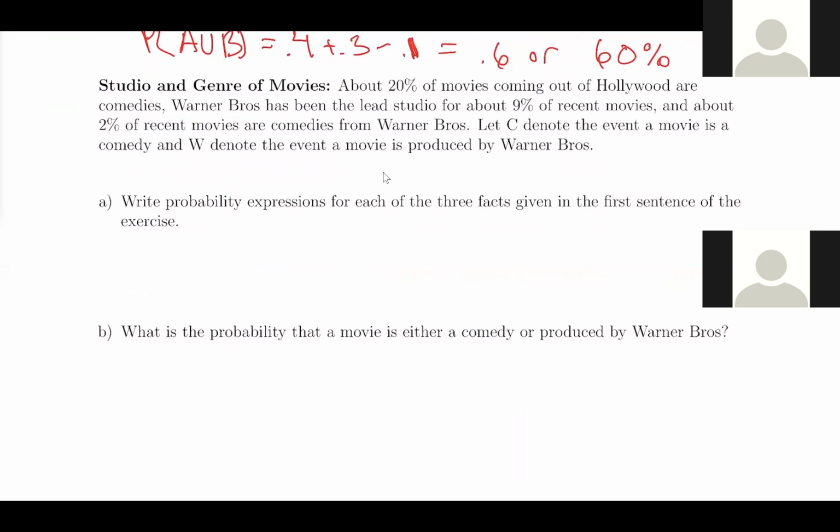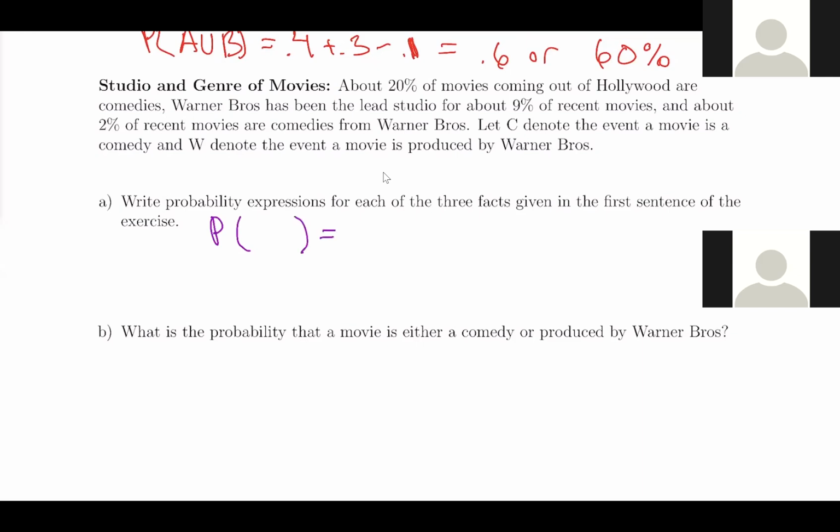So for this next problem, it says about 20% of movies coming out of Hollywood are comedy. Warner Brothers have been the lead studio for about 9% of recent movies, and about 2% of recent movies are comedy from Warner Brothers. Let C denote the event a movie is a comedy, and W denote the event a movie is produced by Warner Brothers. Part A says, write the probability expression for each of the three facts given in the first sentence of the exercise. The facts are just the percentages.